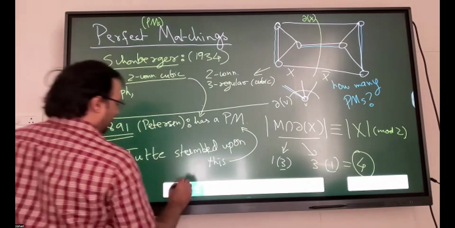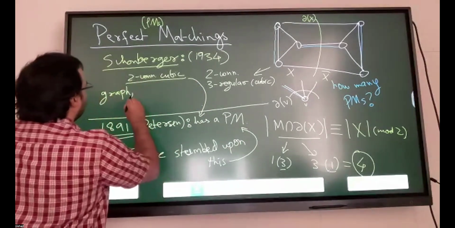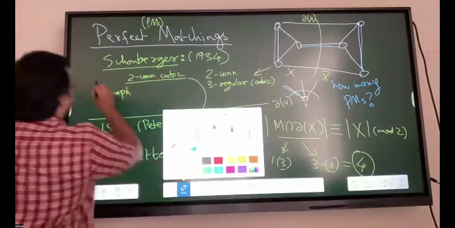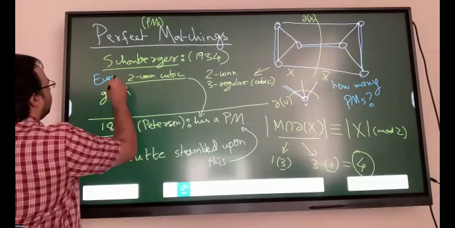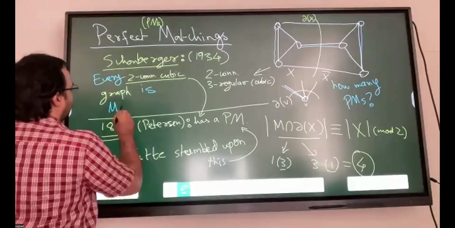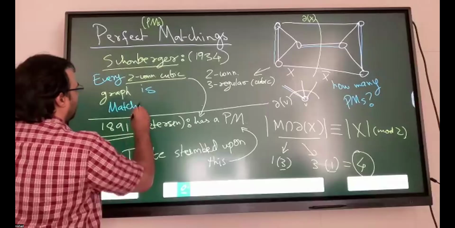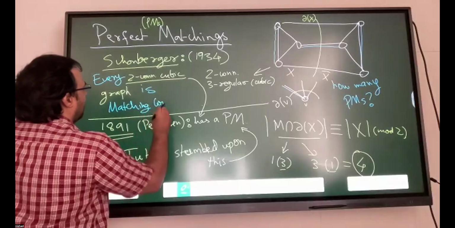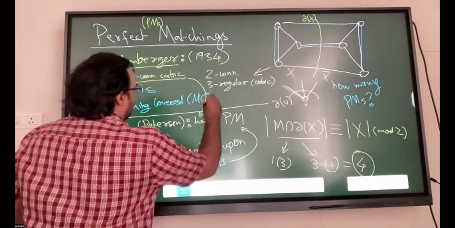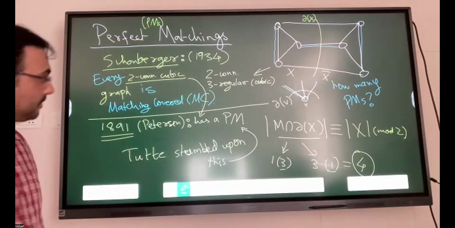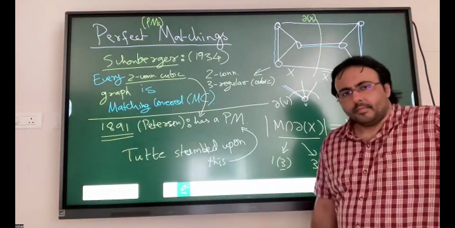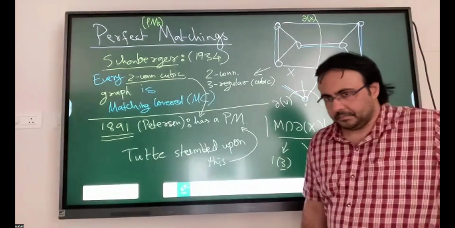Okay. So let me rewrite this part. Every two connected cubic graph is matching covered. And I shall abbreviate this to MC from now on. Okay. All right.